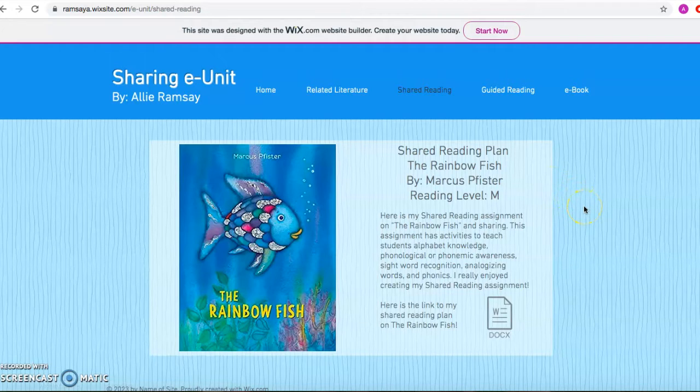Next is my shared reading plan. My shared reading plan is based on the book The Rainbow Fish, written and illustrated by Marcus Pfister. My shared reading plan emphasizes the 5 major focuses, which are alphabet knowledge, phonological or phonemic awareness, sight words, analyzing words, and phonics.